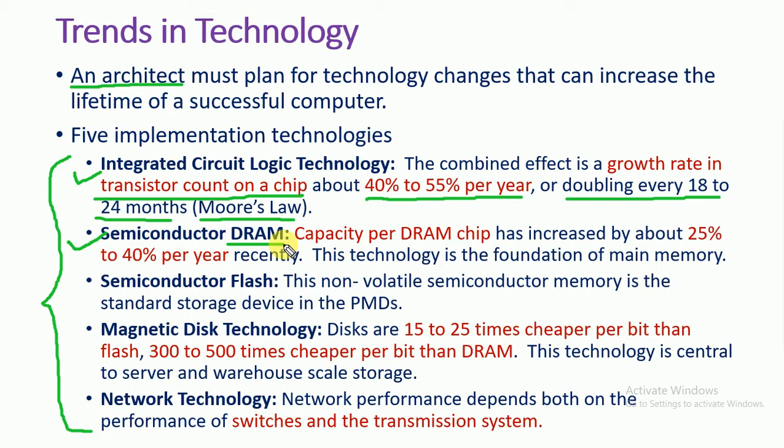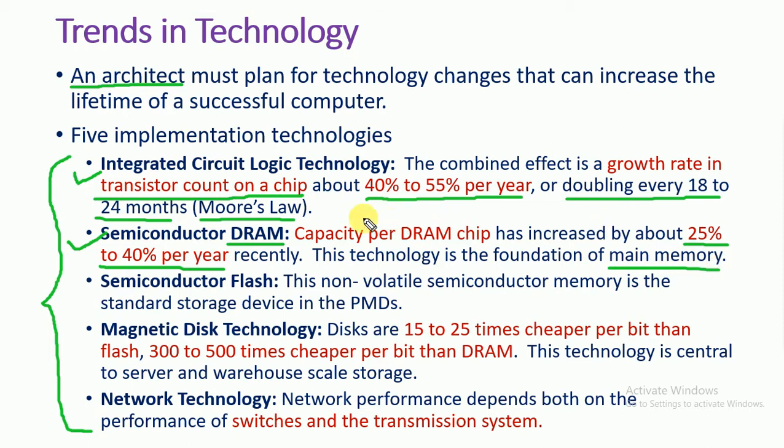So regarding the primary memory capacity, what is happening in the technology is that the capacity per DRAM chip has increased by about 25% to 40% per year recently. So every time they are increasing the capacity of primary memory. This DRAM technology is the foundation of main memory, which is the most important memory present in a computer system.